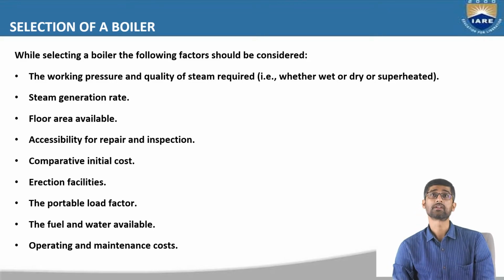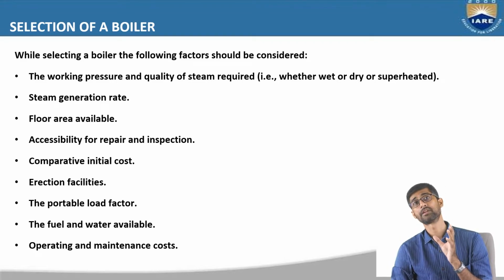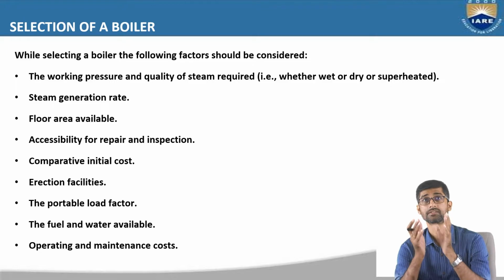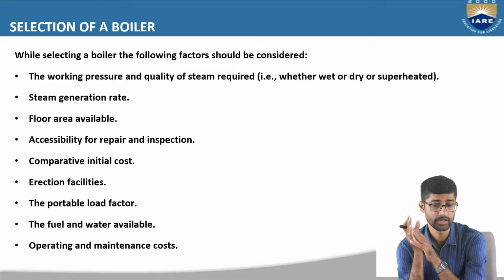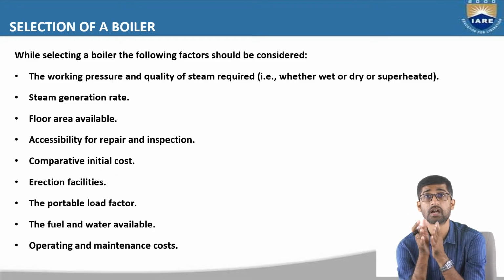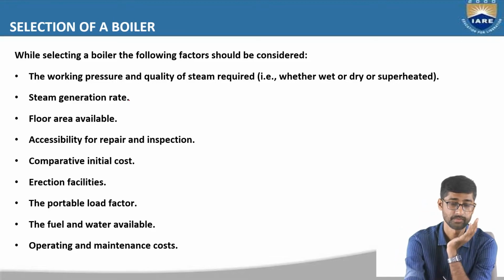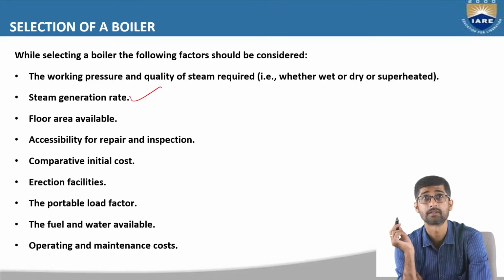Now, how to select a boiler? If you are going to a shop and purchasing a boiler, there are some selection criteria. What are the major areas you consider for selecting a boiler? The first point is working pressure and quality of steam. How much working pressure and what quality of steam is required, whether it is dry, wet or superheated, and how much steam is generated. That is also very important for selecting a boiler.